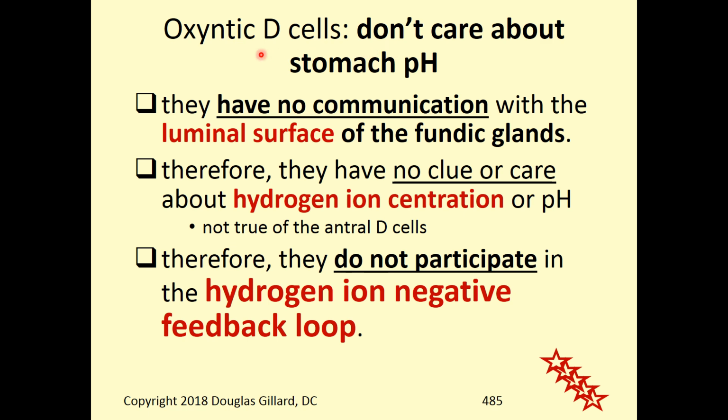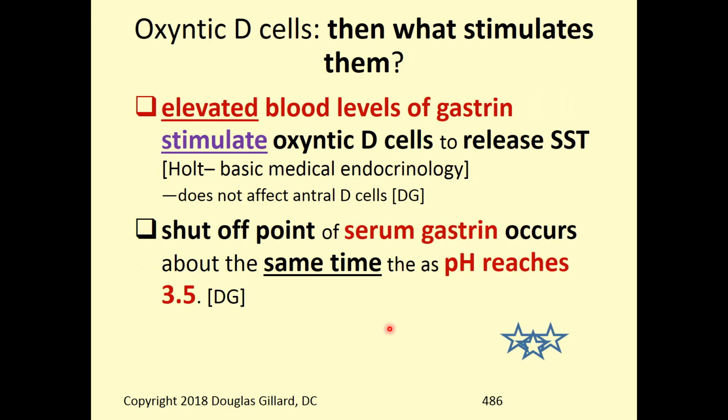Okay, another thing, oxyntic D cells don't care about pH. They don't have any hydrogen ion receptors like the pyloric D cells do. Remember, they're tasting the stomach lumen. These don't have that. They don't care what's going on out there. So they don't participate in this hydrogen ion negative feedback loop. Okay, so that's an important concept.